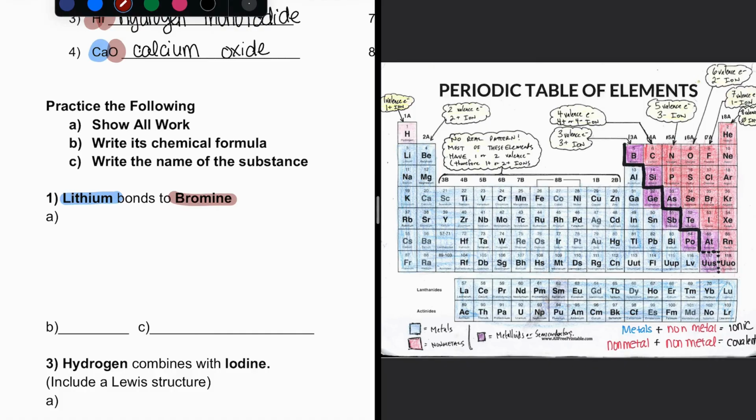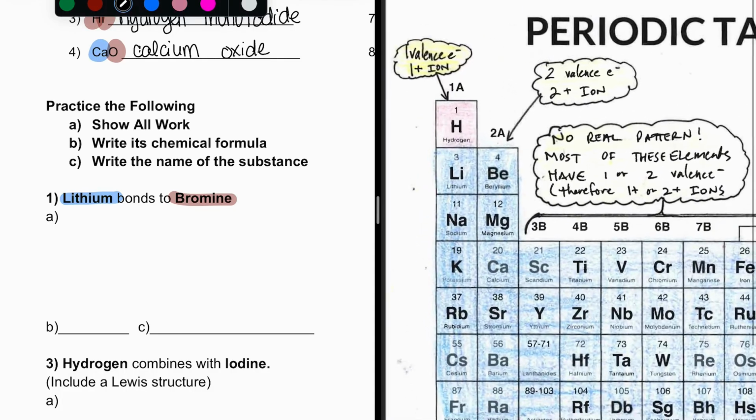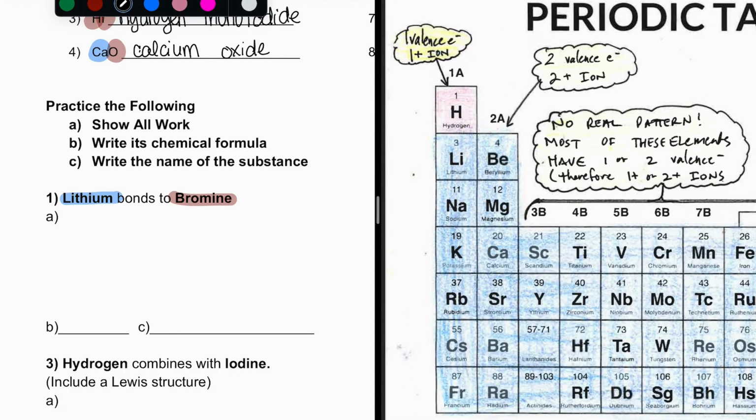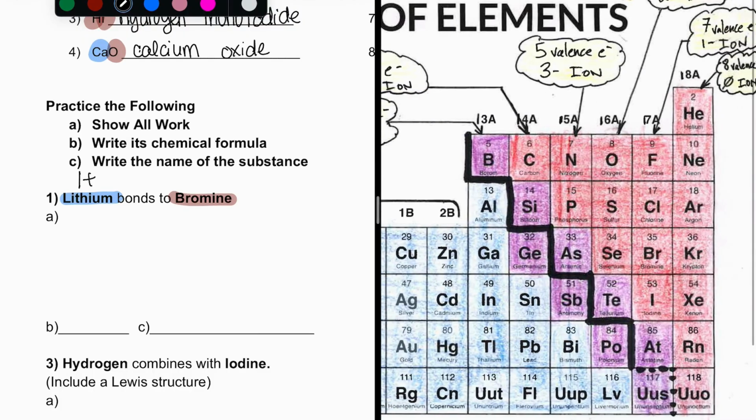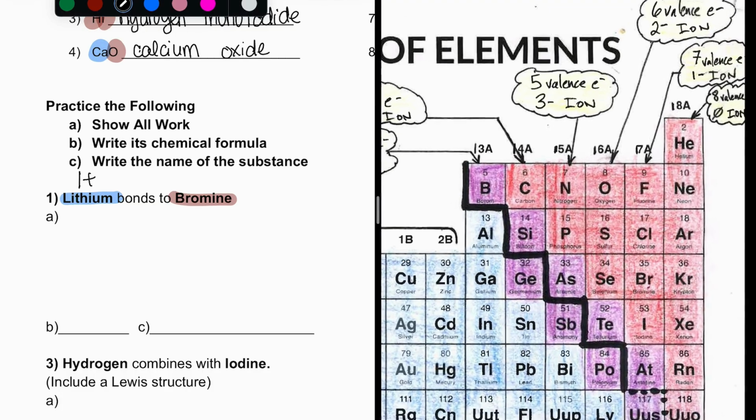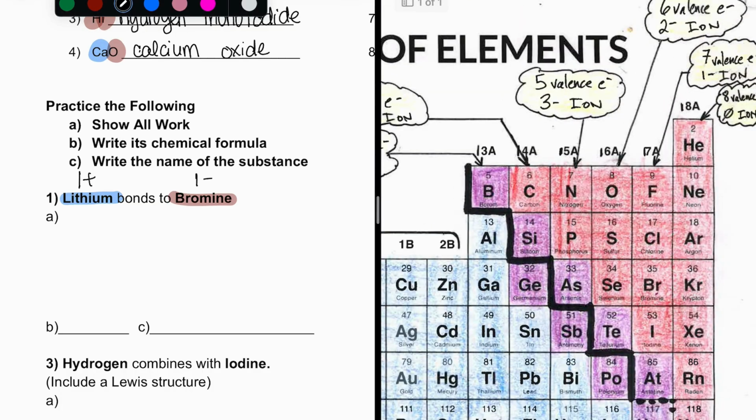So a metal and a nonmetal bonding together, I'm going to bond them ionically, which means I need to look at their ion charges. Lithium, find lithium here in group 1, I go up to the top of the column and I have that labeled as a 1+ ion. Bromine over here in group 17, I have labeled as a 1- ion. So 1-, 1+, they cancel each other out.